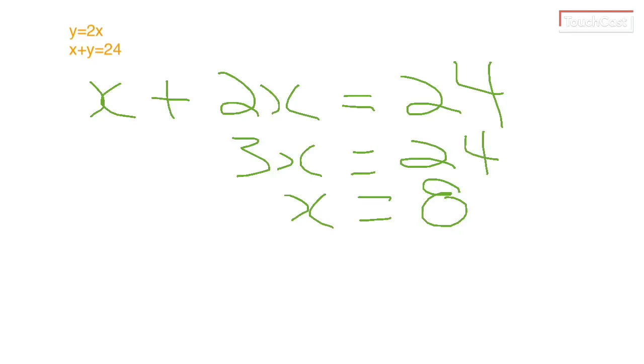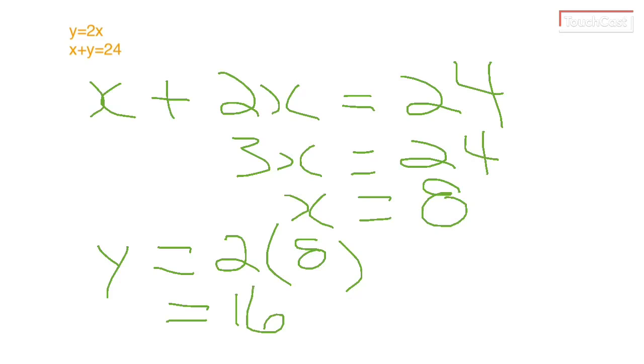But now the problem is that I need a y variable. I still don't know what y is equal to. So now I can take that x value and I can sub it into either of those two equations and solve for y. So let's put it in the first one. So y is equal to 2. Now instead of writing x, since I know what x is equal to, I'm going to write 8. So y is equal to 16. That's all there is to substitution.